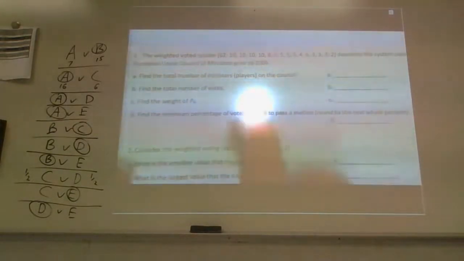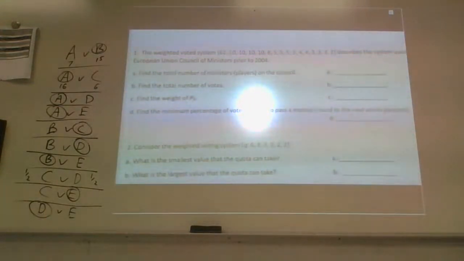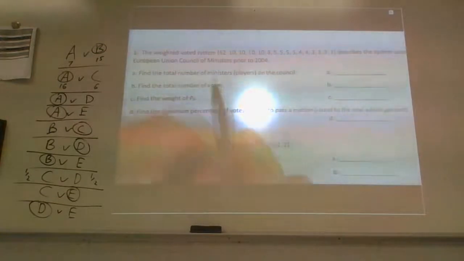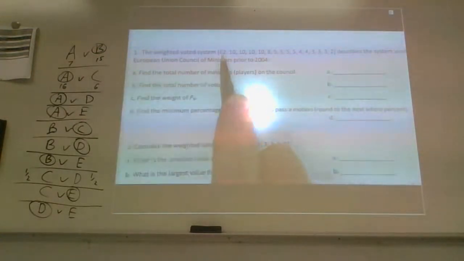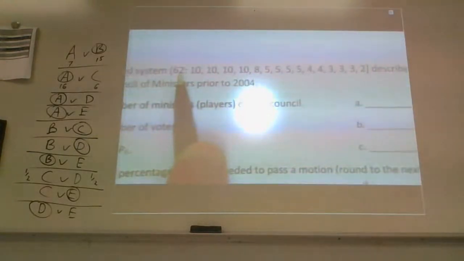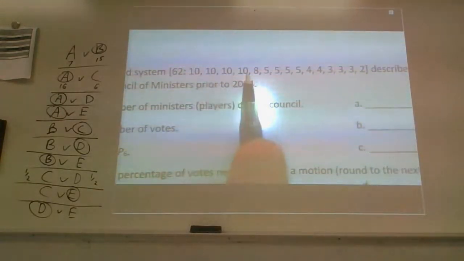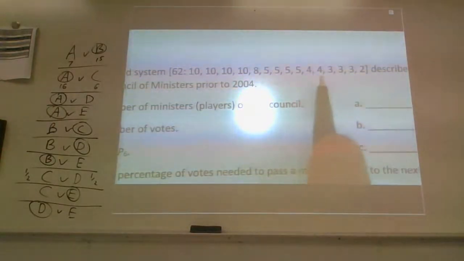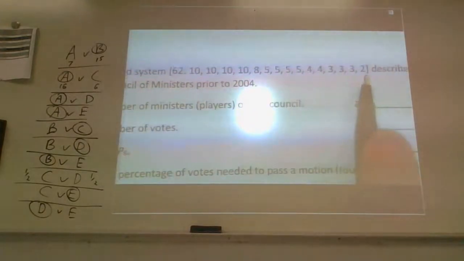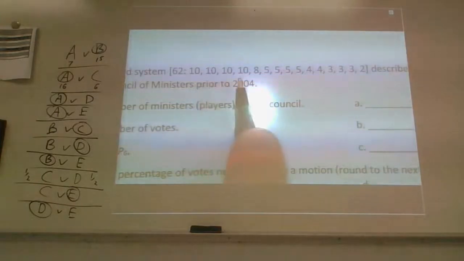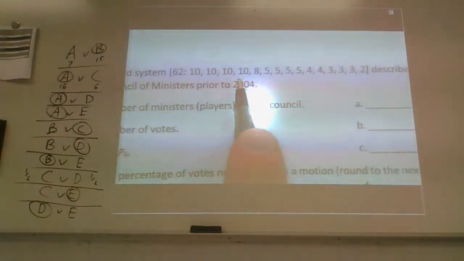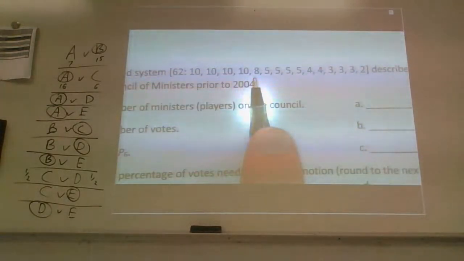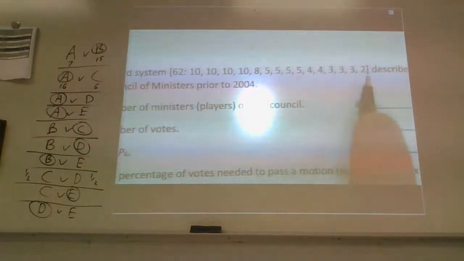The weighted voting system, and there's a whole bunch of numbers here, describes the system used by the European Union Council of Ministers prior to 2004. First of all, this first number up top represents the quota, meaning the minimum number of votes needed in order to pass a measure or a proposal. The rest of these numbers represent individual players and the weight that their vote has, meaning players 1, 2, 3, and 4 all have 10 votes each. Player 5 is 8. These players all have 5. These players have 4. These players have 3. This last player only has 2.